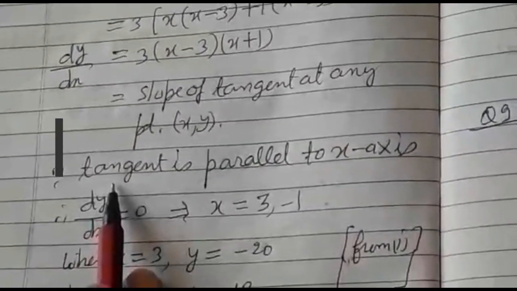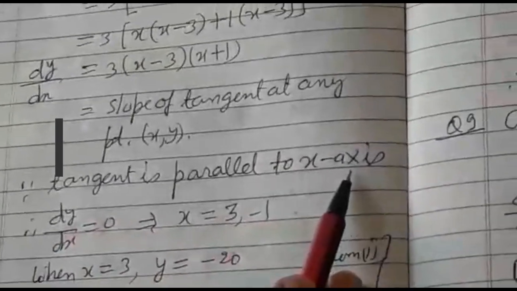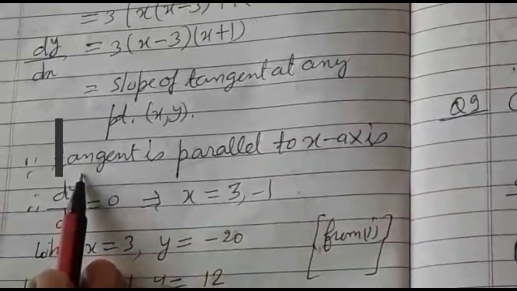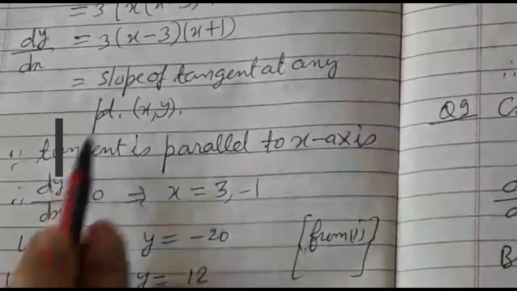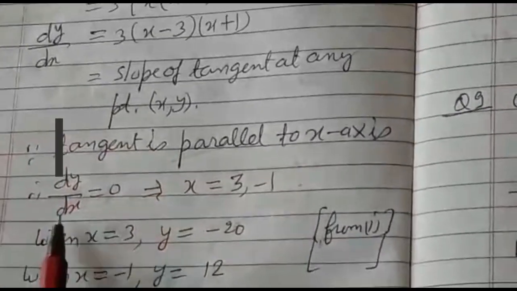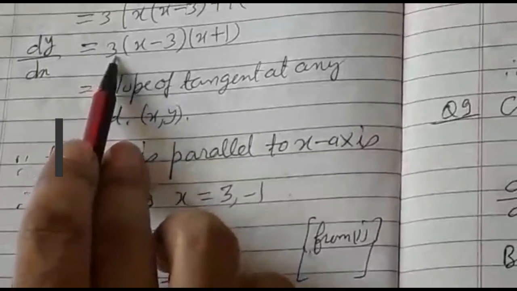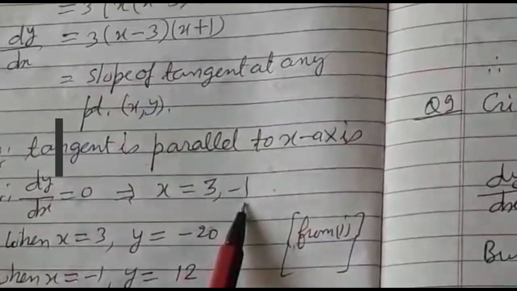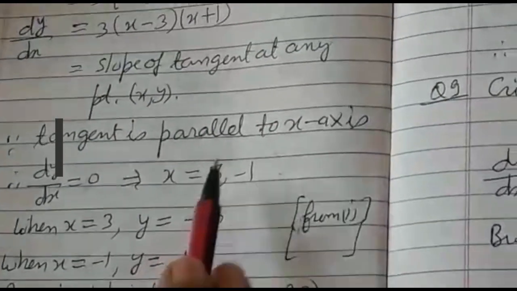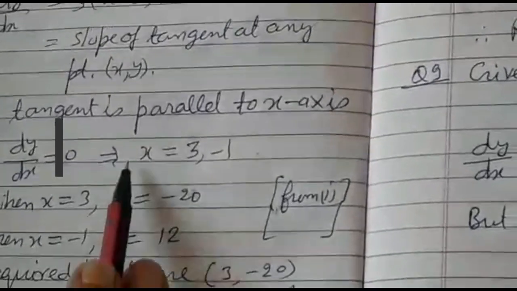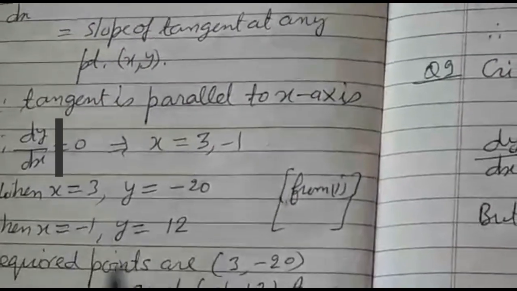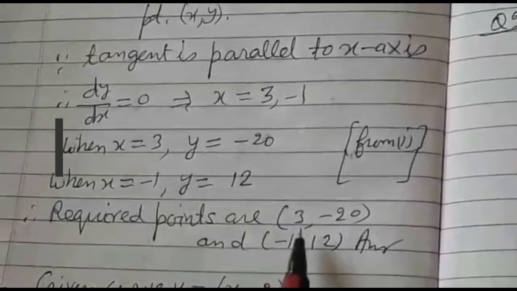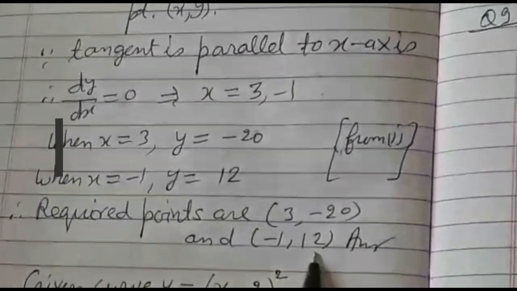And here it is given in this question the tangent is parallel to the x-axis, so the slope is 0. It means dy/dx = 0. We will put this portion equal to 0. x = 3 and x = −1. Now put x = 3 in equation number 1. We will get y = −20. Put x = −1 in this equation, y = 12.